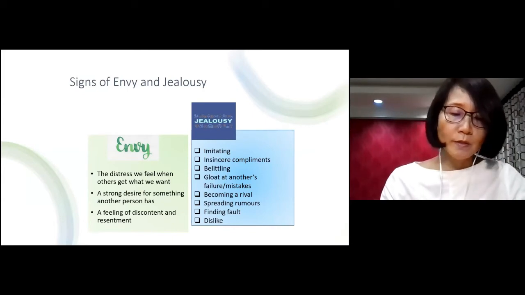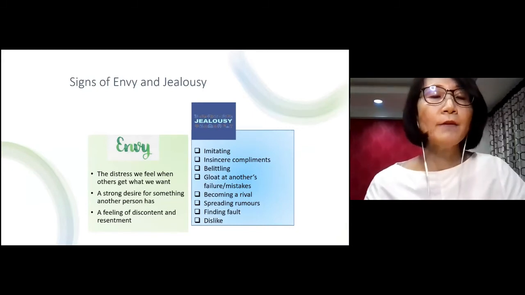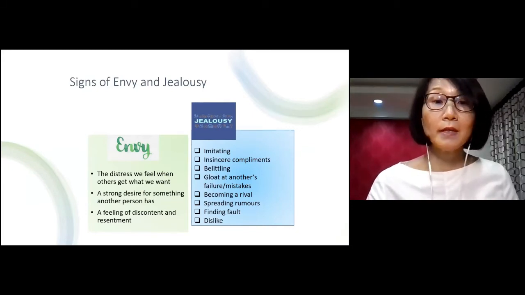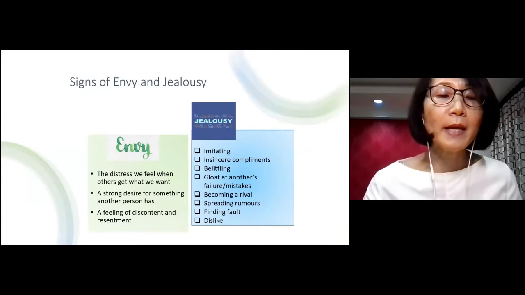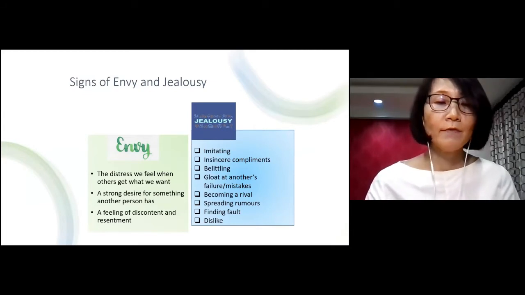So what are the signs of envy and jealousy? We feel distressed when others get what we want, feel a strong desire for something another person has, and a feeling of discontent and resentment. When a person downplays another person's success, it would be described as envy.